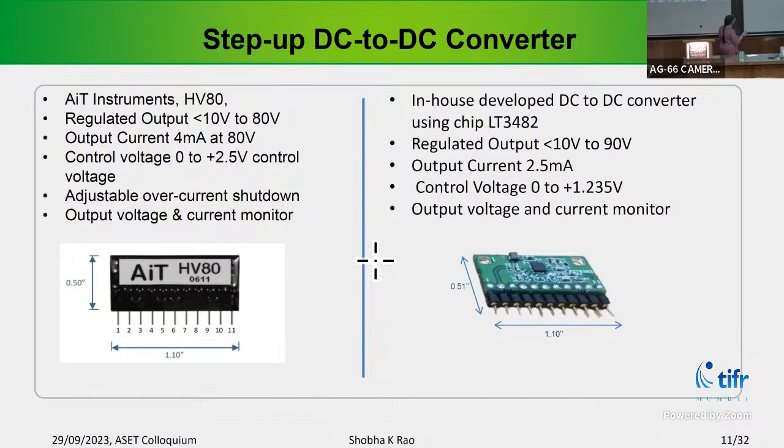We have developed an in-house DC-DC converter parallelly while we were working on this, but a lot more work is needed, because at present it can give only 2.5 milliamps. When we operate in moonlight condition, the current we need for the SiPM can be more than 2.5 milliamps. But the pin compatibility and the form factor are the same as the HV80. This will be taken up in future.